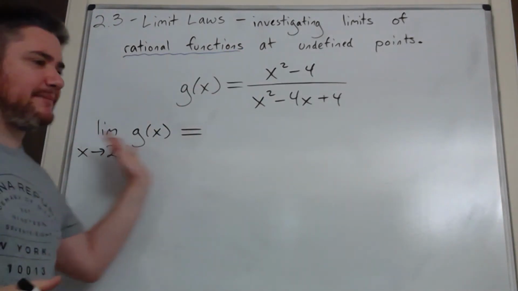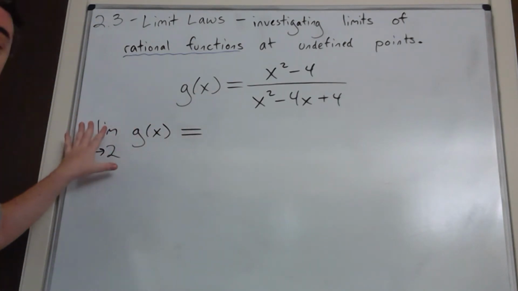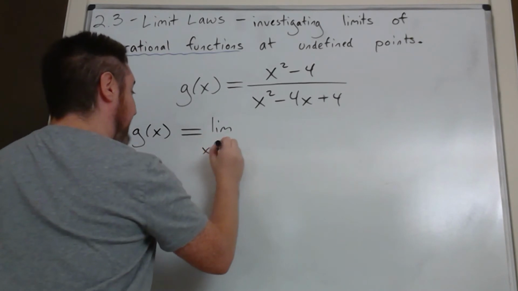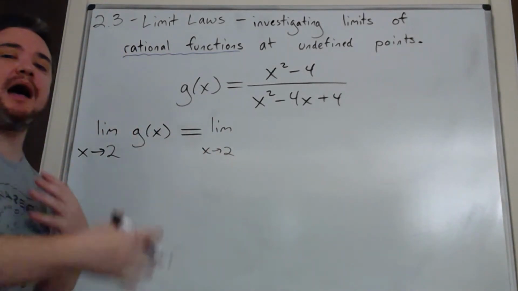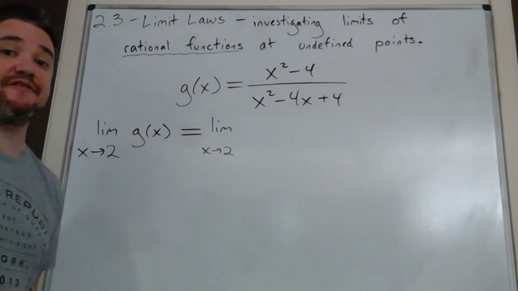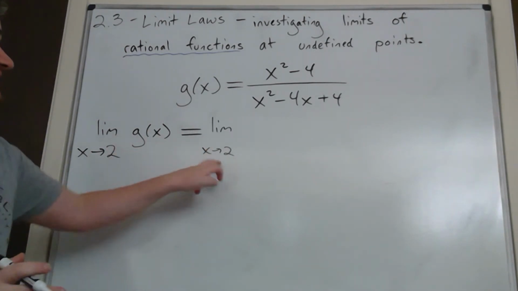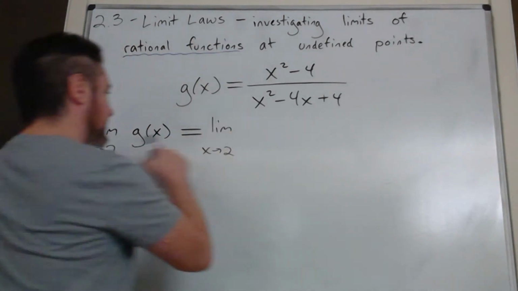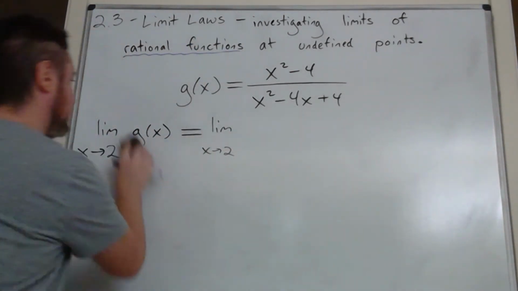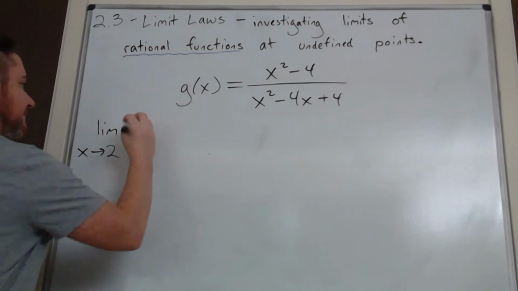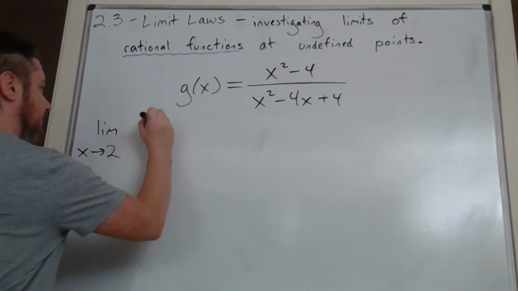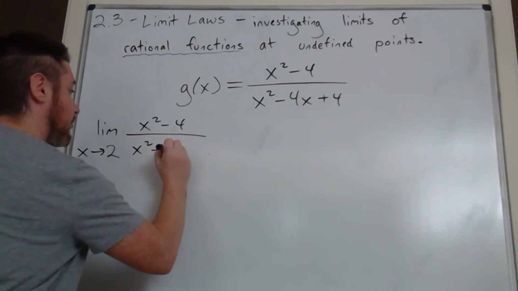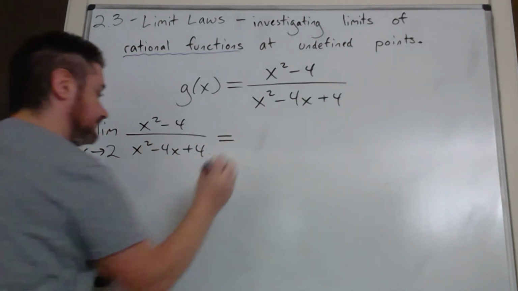So now let me factor, and I'm going to do that in the context of the limit. Similar to previous videos, even though I did direct substitution, I'm basically starting from scratch again. I haven't evaluated the limit yet, so I have to keep the limit notation. Let me first replace g with what it looks like. What I'm really looking for is the limit as x approaches 2 of x squared minus 4 over x squared minus 4x plus 4.